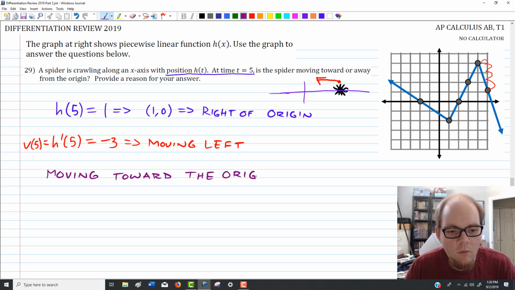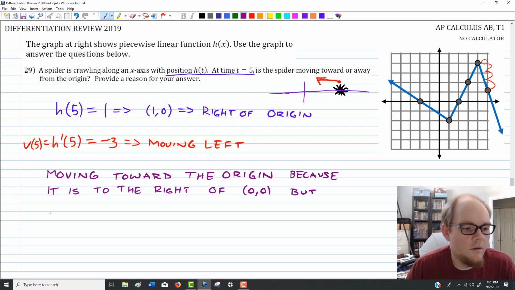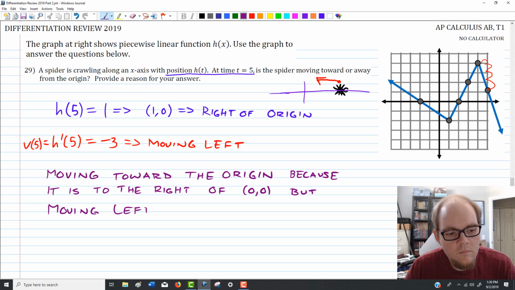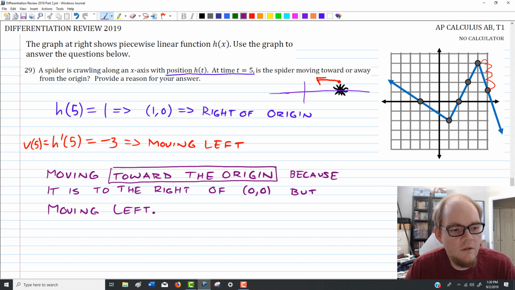And although I would argue that our work up above is probably the work that we need to provide a reason for our answer, we could say because it is to the right of the origin, but moving left. So therefore we get everything in there, and then in this case, as far as the best answer, we'd say toward the origin. So again, really nice question.